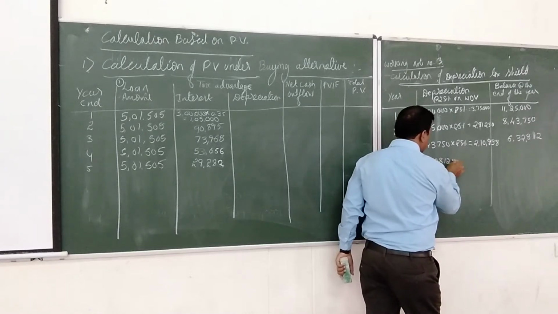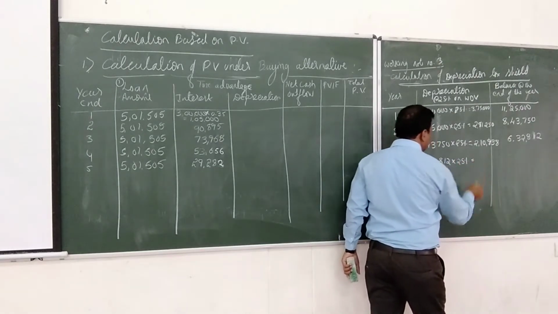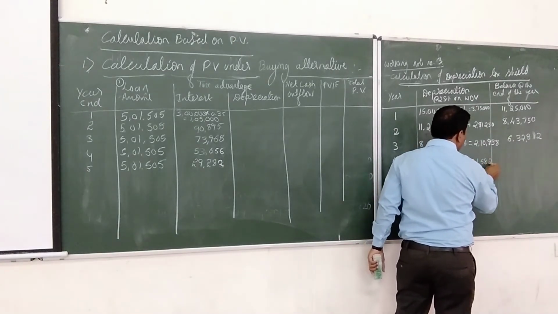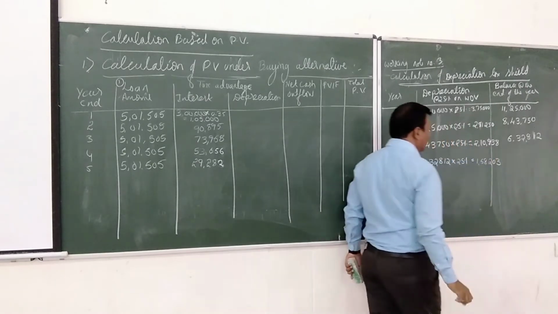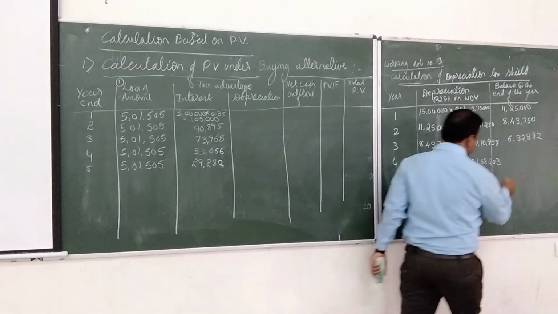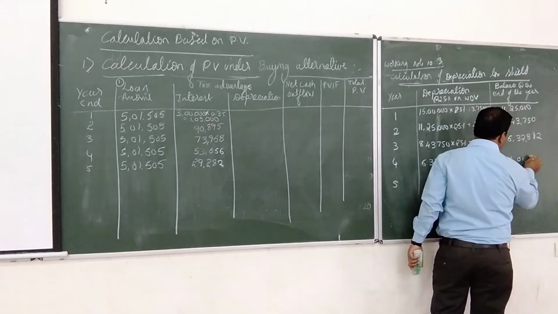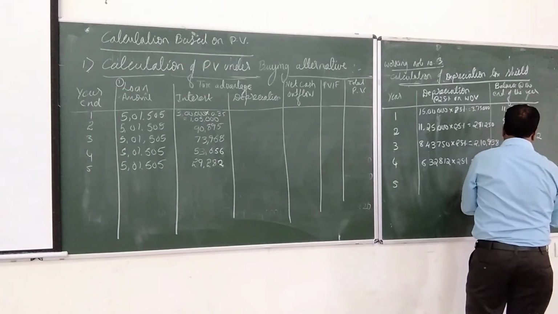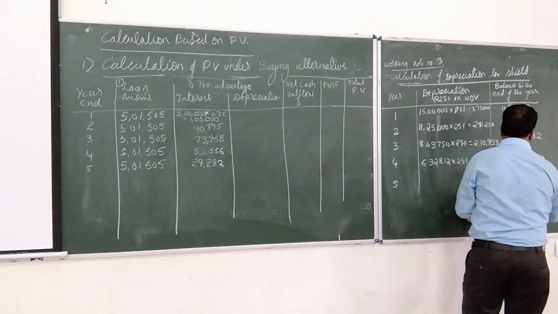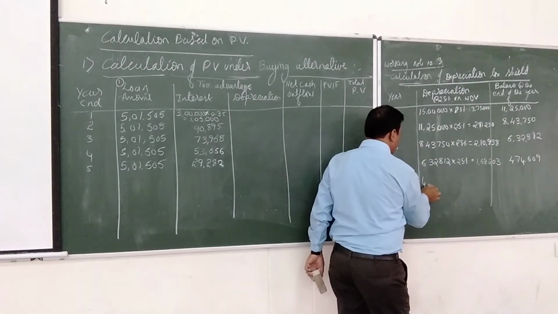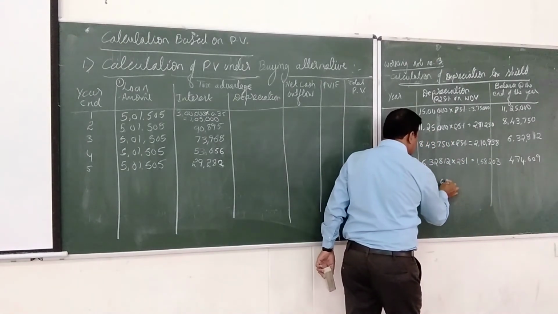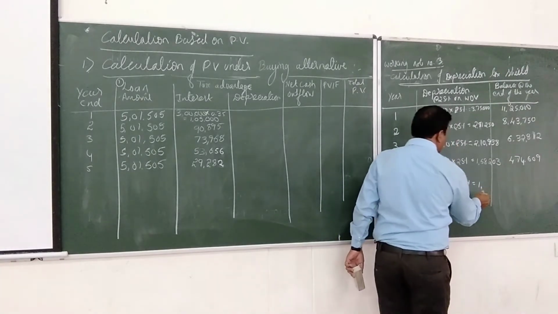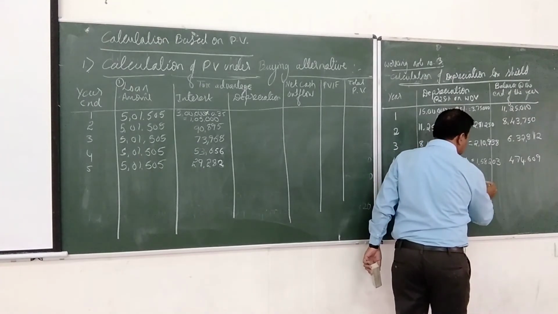So then 6 lakh 32,812 into 25%. 1 lakh 58,203. So what is the balance amount? 4,74,609. So 4,74,609 into 25%. 1 lakh 18,652.